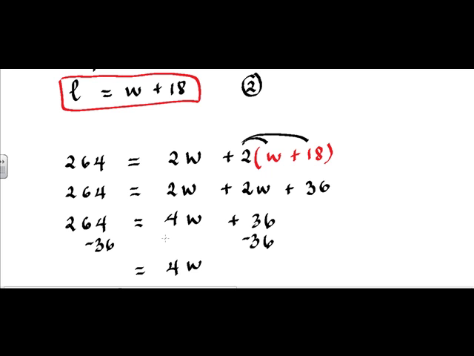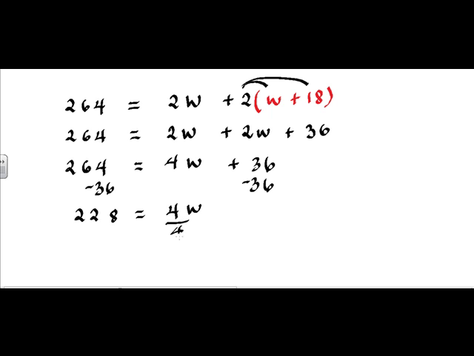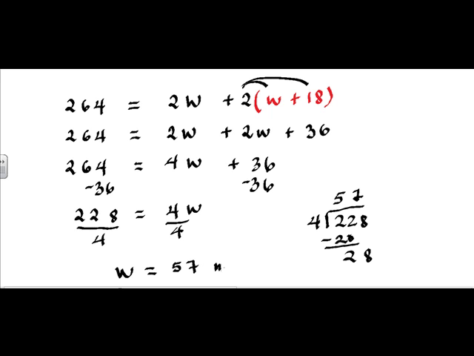So 264 minus 36 is equal to 228. Then to solve for W, we divide by 4. Four goes into 22 five times, 2 left. Bring down the 8. Four goes into 28 seven times. So our answer will be 57.